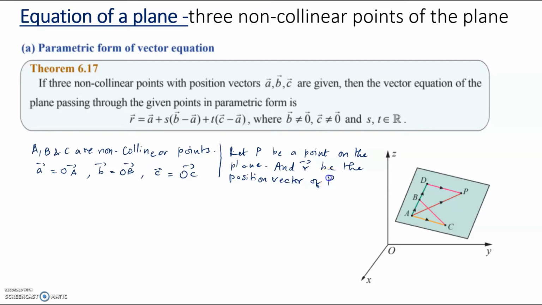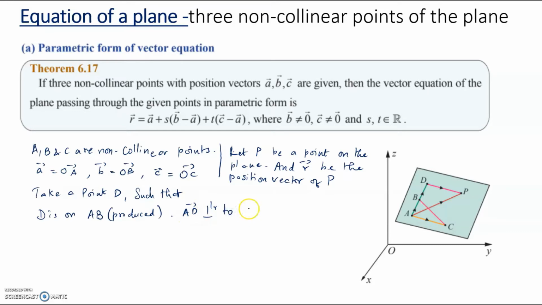of the point P. Now take a point D such that D is on AB. It can be produced, which means it's not within AB, maybe it's extended, and AD vector is perpendicular to DP vector.